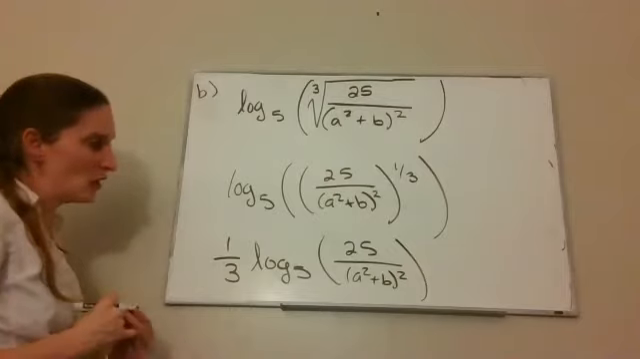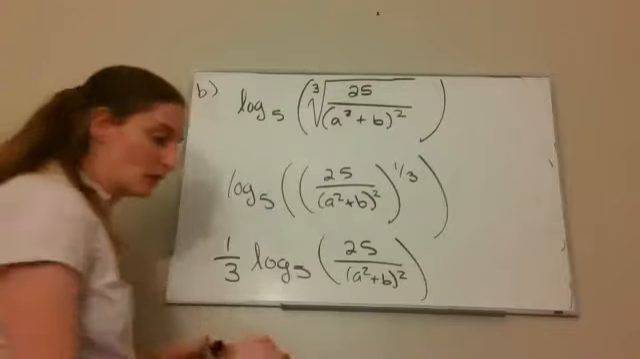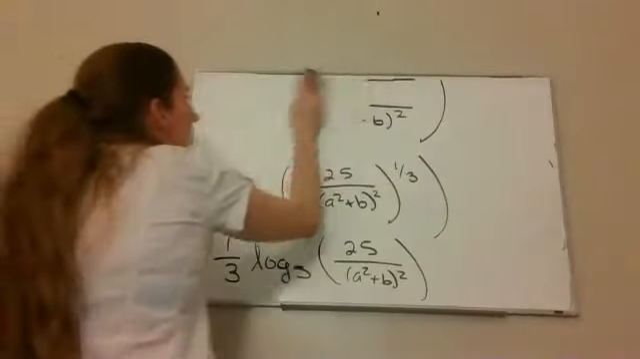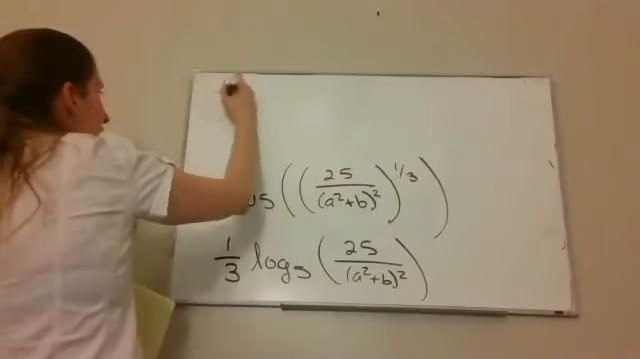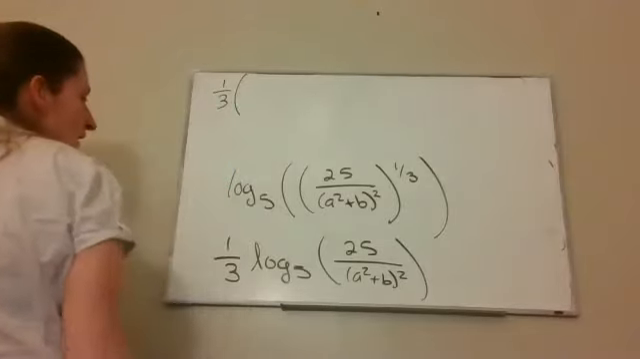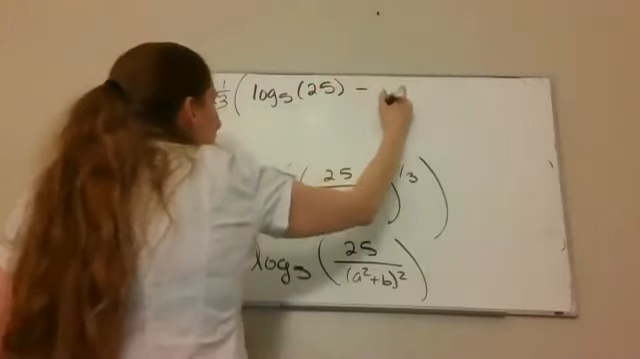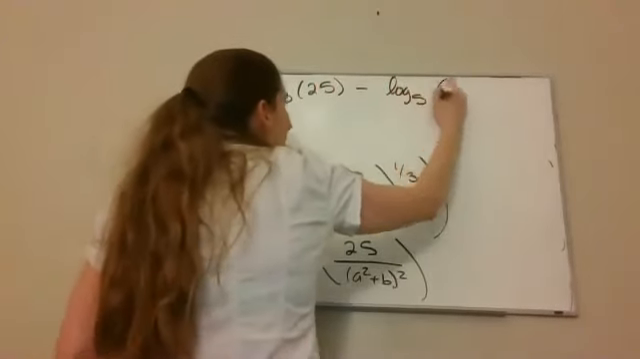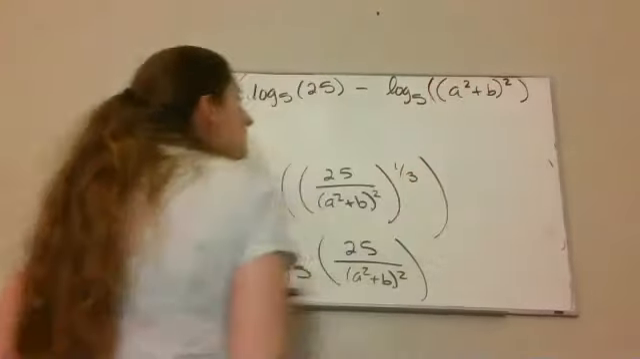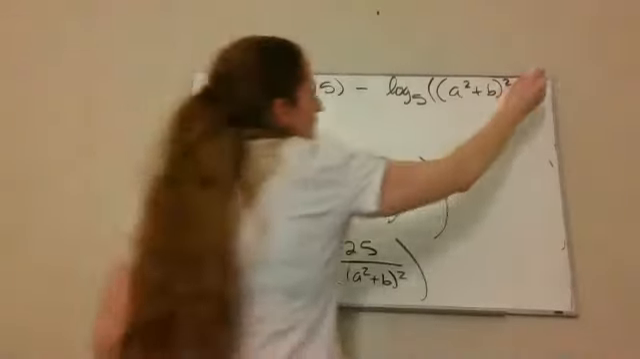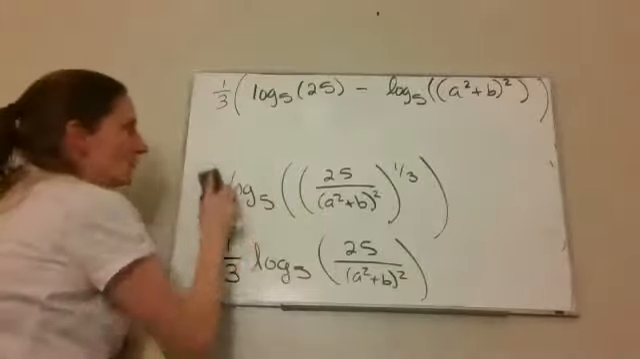So now inside my logarithm, I have a quotient. So I can split it up using subtraction. So I have my 1/3 on the outside, and I get log base 5 of the top minus log base 5 of the bottom. And I need one more parenthesis. All right, let's see if we can simplify this even more.